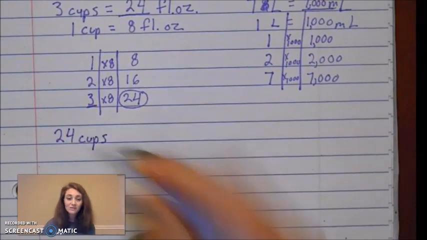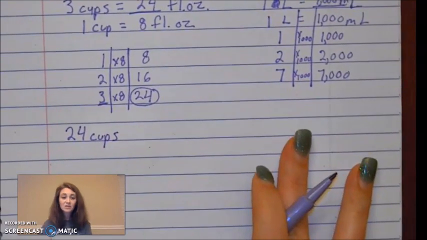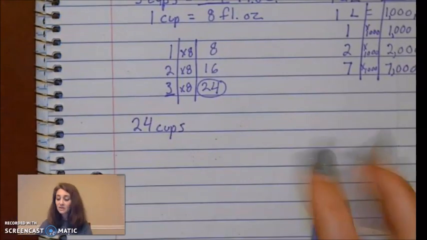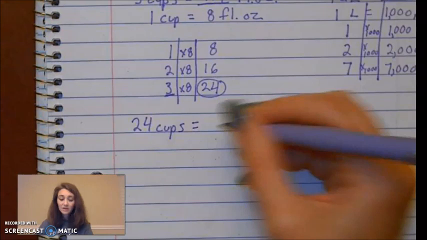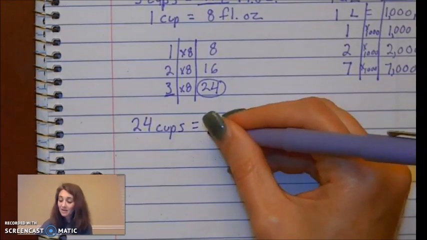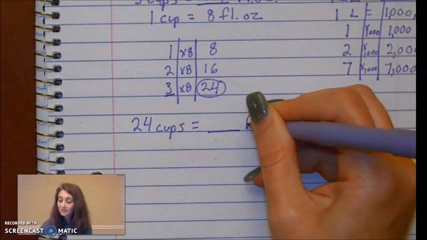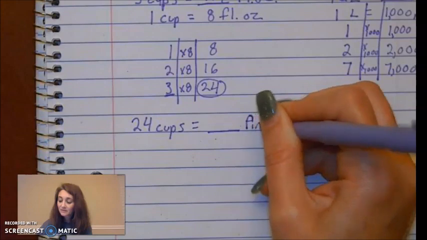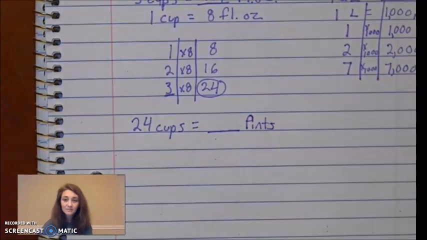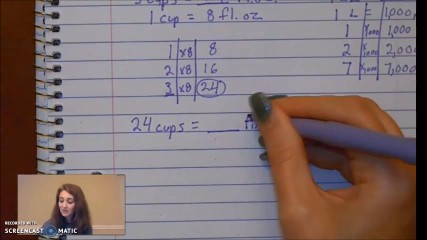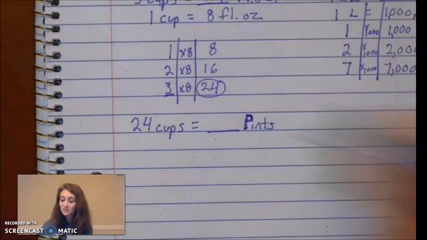And I'm going to slide this over so my face isn't in your way. 24 cups equals how many pints? Oh, goodness. Okay, that's pints. That's a P, not an F. It's just crazy looking with Miss H's bad handwriting.